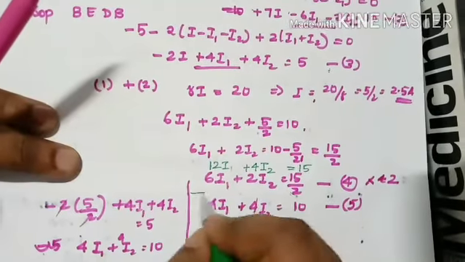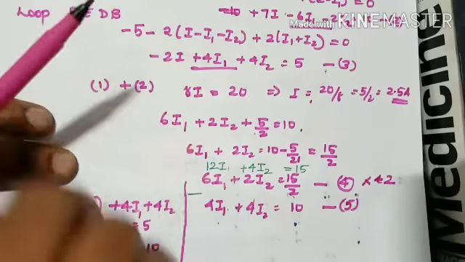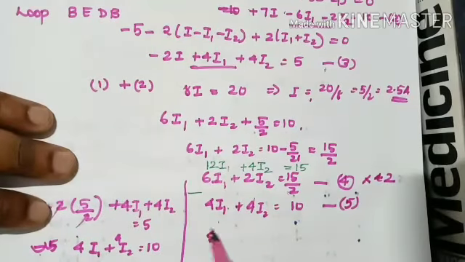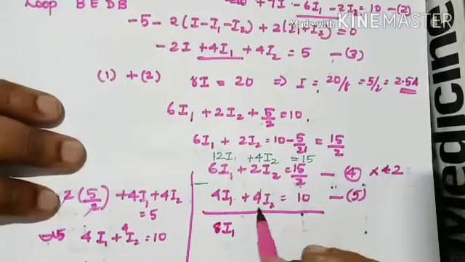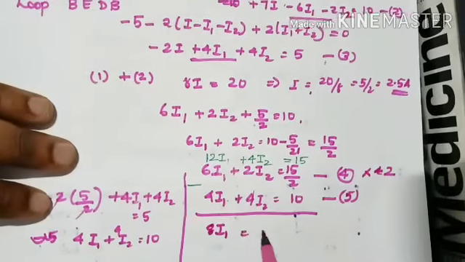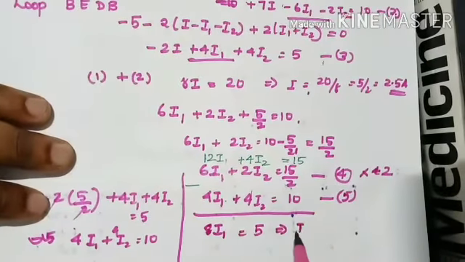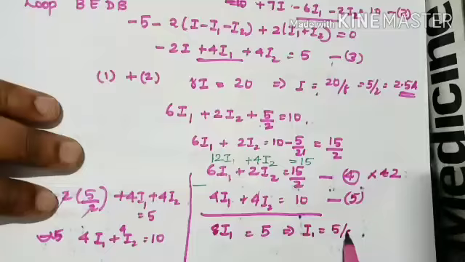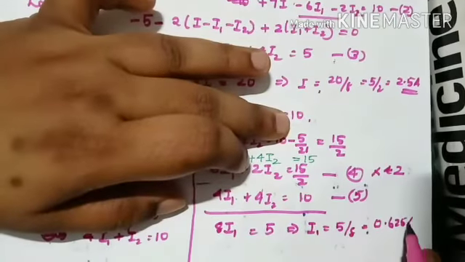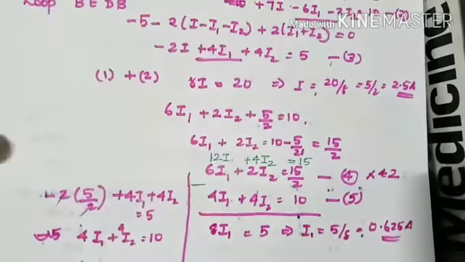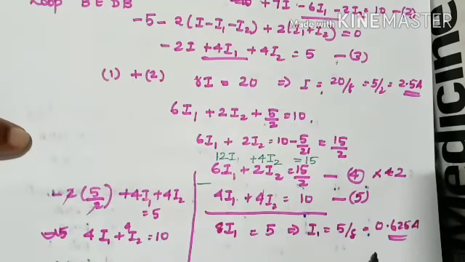Now I can subtract these two. What happens? 12i1 minus 4i1, that is 8i1. Then 4i2 goes off. 15 minus 10 is 5. I can get i1 is equal to 5 by 8 ampere. That is around 0.625 ampere. You got this next current also. I hope this much is clear. That is what i1 is here.